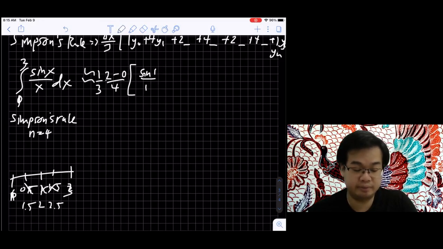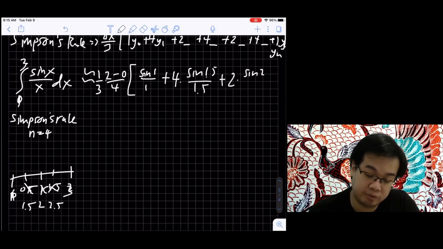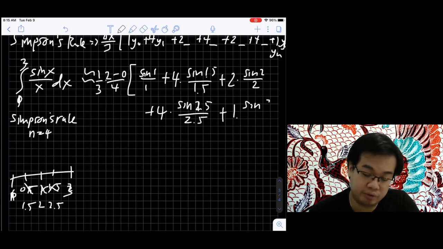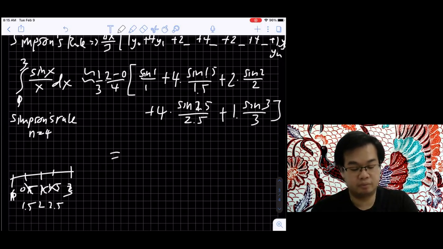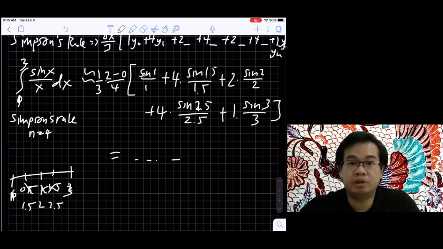So make it real. Sine 1 over 1, and then plus 4 times sine 1.5 over 1.5, and then 2 times sine 2 over 2, and then 4 times sine 2.5 over 2.5, and then 1 times sine 3 over 3. And then you can calculate by yourself. So that's how you approximate a definite integral by Simpson's rule. I hope you understand today's lesson. That's all for today. Thank you.